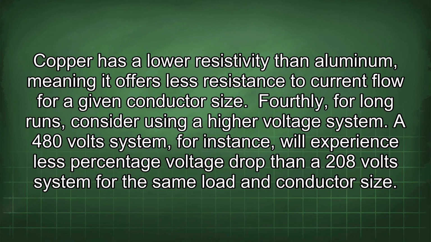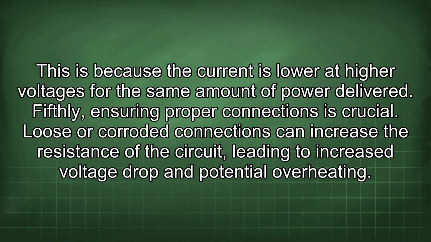Copper has a lower resistivity than aluminum, meaning it offers less resistance to current flow for a given conductor size. Fourthly, for long runs, consider using a higher voltage system. A 480-volt system, for instance, will experience less percentage voltage drop than a 208-volt system for the same load and conductor size. This is because the current is lower at higher voltages for the same amount of power delivered.